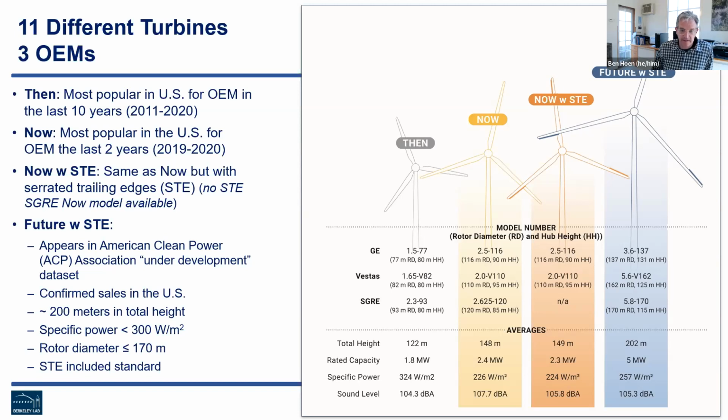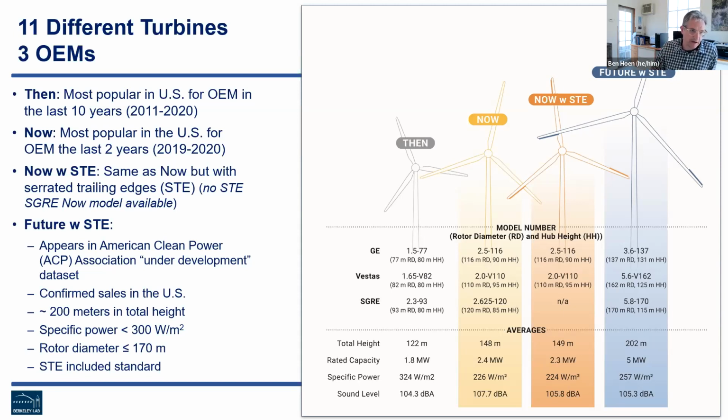The average height for these future turbines is 202 meters. So a 33% increase in height over the now period. The rated capacity goes all the way to 5 megawatts, much bigger generator on these turbines, doubling from the now period, and a slight increase in the specific power. That's in part because the capacity of the turbine is increasing faster than the rotor diameter. And the sound level, in part because of the serrated trailing edges on the turbines, goes down to 105.3, still louder than the then period, at least sound power level, but not as loud as the now period turbines.